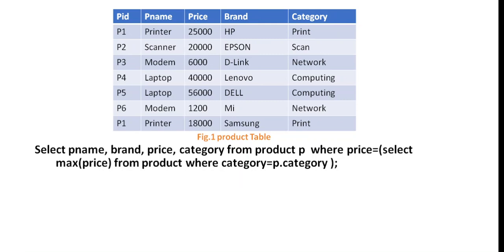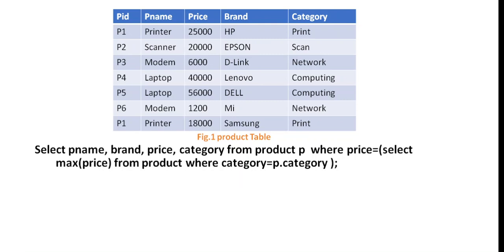See, we are not checking the maximum price among all. We are checking the maximum price in the category only. So I have simply written the query: select P.name, brand, price and category from product P. Now this table is aliased as P, product P, where price equals, now we need to select the maximum price for the same category. So select max price from product where category equals P.category.